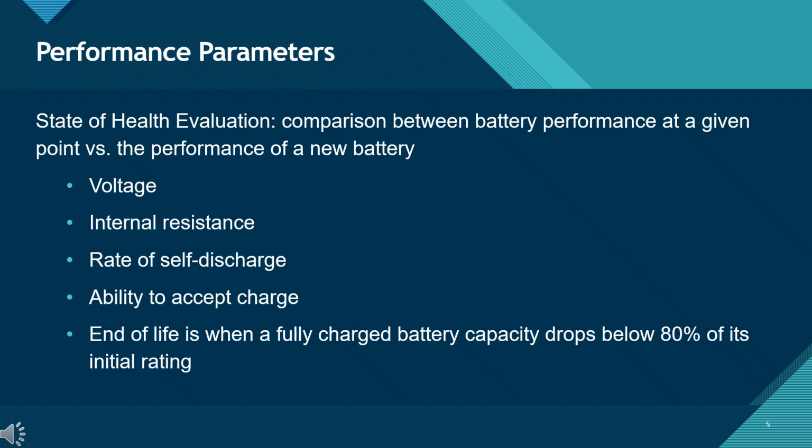One of the key performance parameters is the state of health, also known as SOH. This compares a battery's current performance with its performance when brand new. Engineers examine several key factors: voltage stability, internal resistance, the rate of self-discharge, and the battery's ability to accept a charge. A battery is generally considered at its end of life when its full charge capacity falls below 80% of the initial rating. This definition is important because it sets the threshold for when a battery is no longer considered reliable for its intended use, even if it still works.